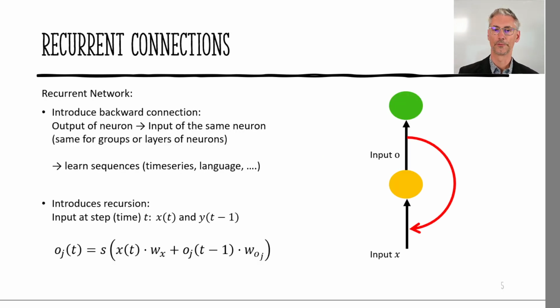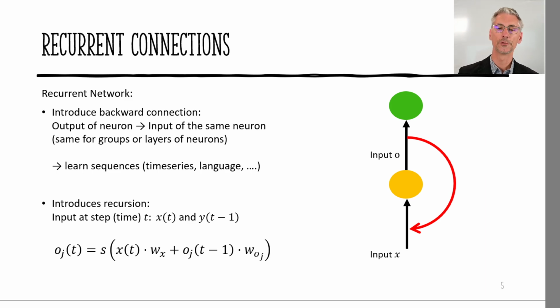So how do we do all of that? The idea behind recurrent networks is that we introduce backward connections. In the forward network we always had input layer, hidden layer or hidden layers, output, and now the output of a neuron goes back to the input of the same neuron, or the same for groups or layers of neurons. And this essentially allows us to learn sequences like time series, languages or whatever.